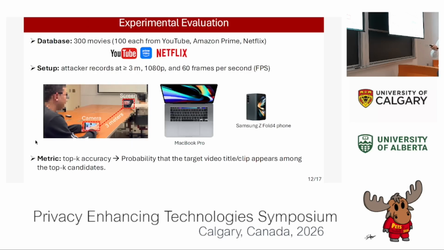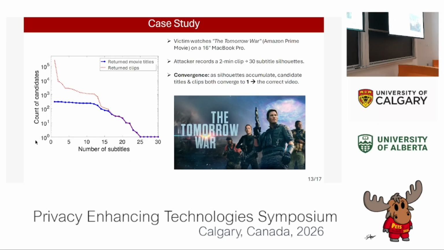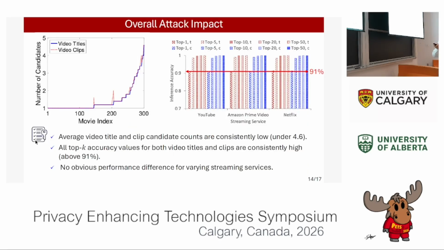All right. So now let's discuss our evaluation. We have 300 movies from different services, and we record at more than 3 meters, and utilize a smartphone, and we utilize the metric top-K accuracy. This case study shows that with a 2-minute clip and more subtitles, the candidates will be small. And for the overall attack impact, we can see our algorithm can achieve very high recognition accuracy, with top-1 accuracy above 91%.